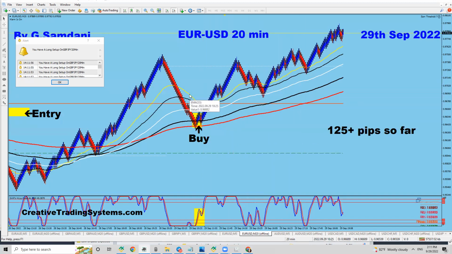And the second condition, yellow must be above the black. It was here, barely above the black, but yes, it was. Third is the higher low, and fourth, you need a couple of blue candles, open the trade, place your SL below, and short is just the opposite. I had a short here today.